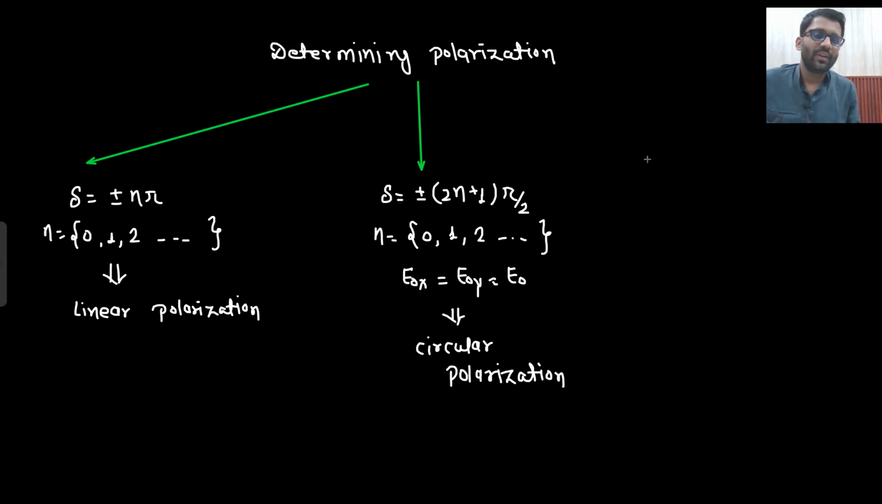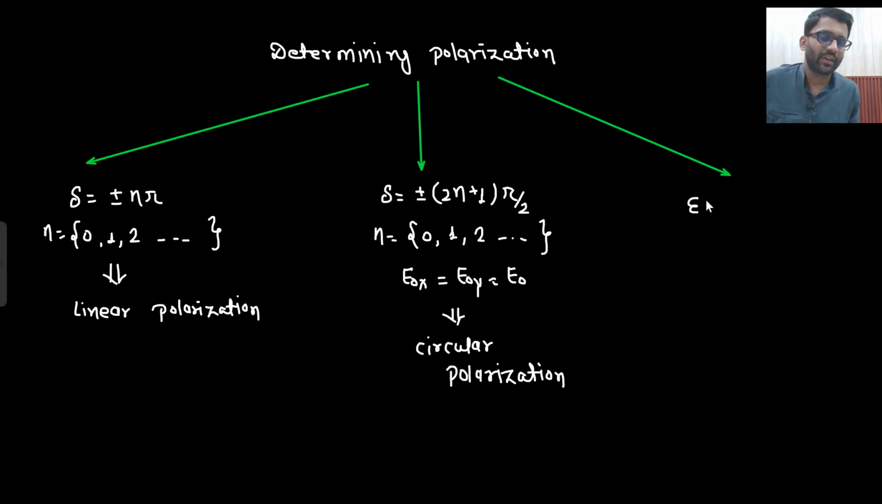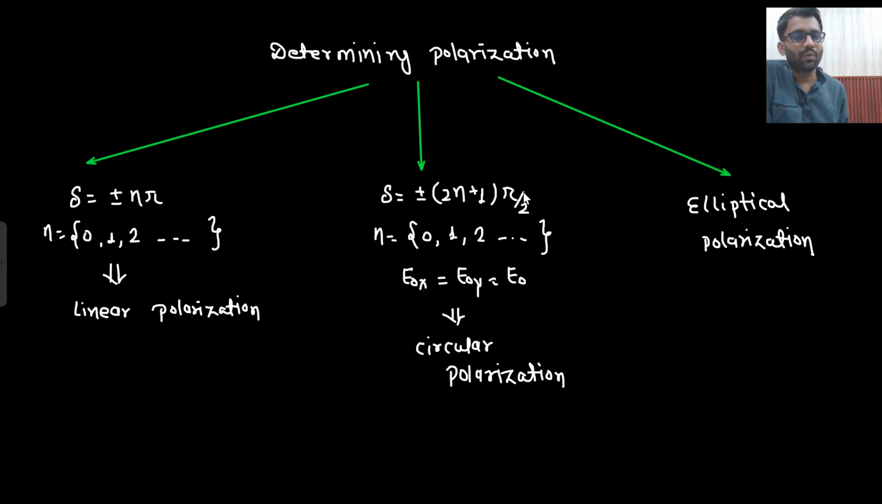And rest all will be elliptical polarization. Rest everything will be elliptical polarization. So this is how you will determine. First task would be to find the phase shift. You got to know if it is pi or pi by 2. Then you will think about circular. Otherwise, directly you will mark that it is elliptical polarization.